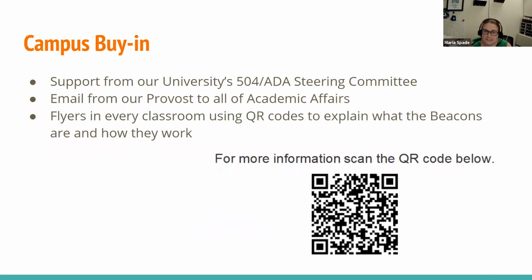So one of the biggest things that we needed to do is make sure that we had campus buy-in. That is definitely a struggle. I'm sure anyone in the higher ed setting knows that sometimes campus buy-in is the hardest part to have anything accomplished. We did have support from our university's 504 and ADA steering committee. That is a committee that our university had started to review ADA concerns on campus. And this ranges from academic access all the way down to parking and transportation concerns. So we look at every aspect in these committees.